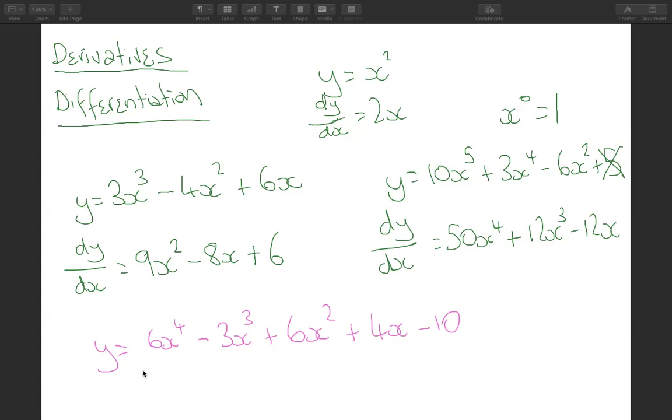All right. So dy/dx. The derivative of this should be 4 times 6 is 24, so 24x cubed minus 9x squared plus 12x plus 4. That's all I should have. Hopefully we all got that.